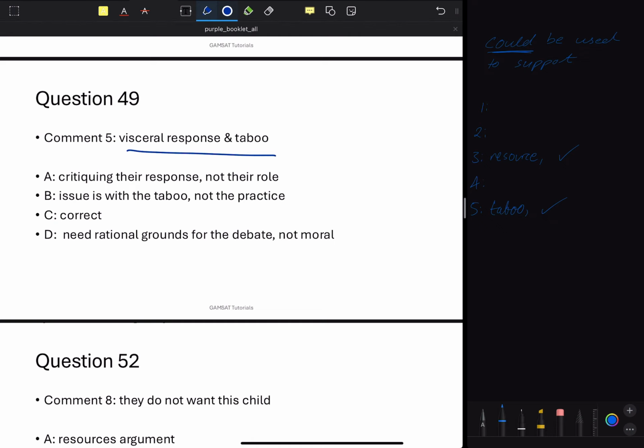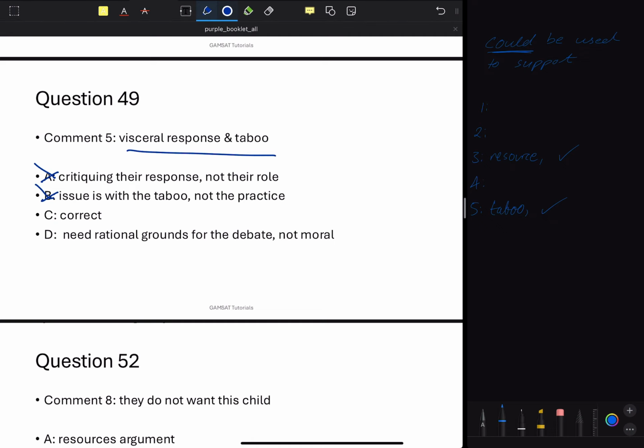No, comment 5 is critiquing the response of philosophers, not necessarily their role. They accept that the role is relevant, but they're just critiquing the response. So it's not A. B, incest, cannibalism, infanticide are irrational practices. Again, the issue with comment 5 is that it's a taboo, not the practice itself. So it's saying these practices we as society see them as taboo, and it's not really touching on whether or not the practices themselves are okay.